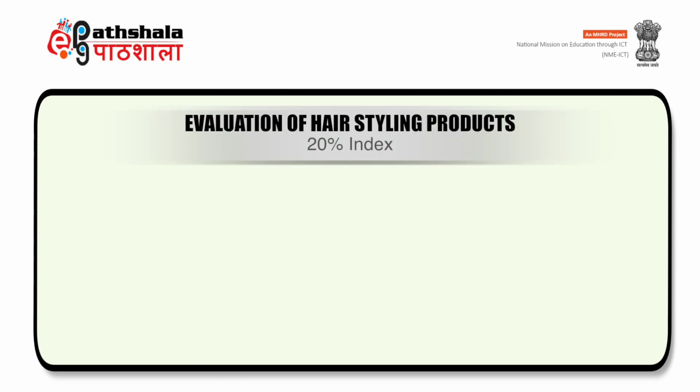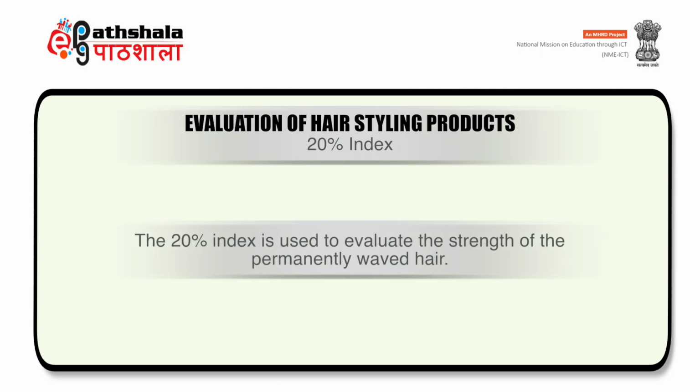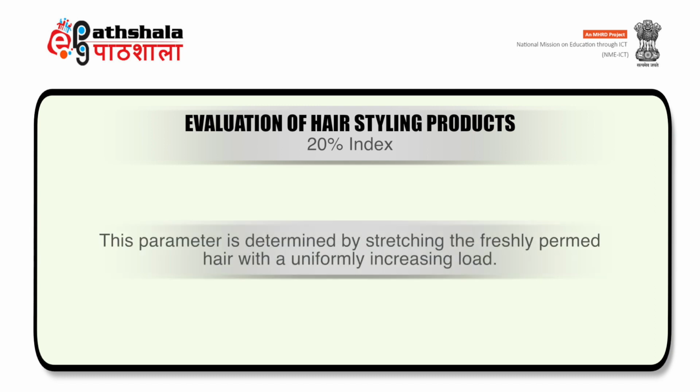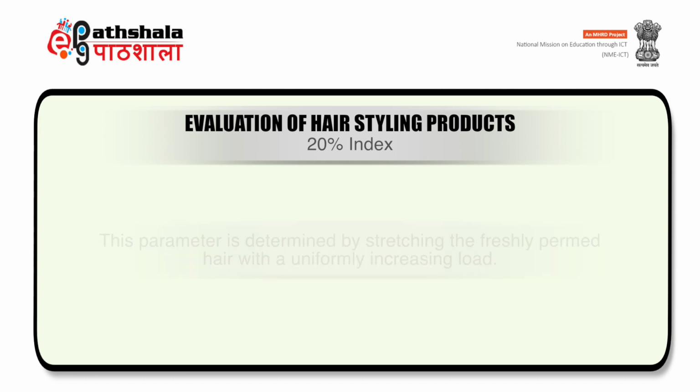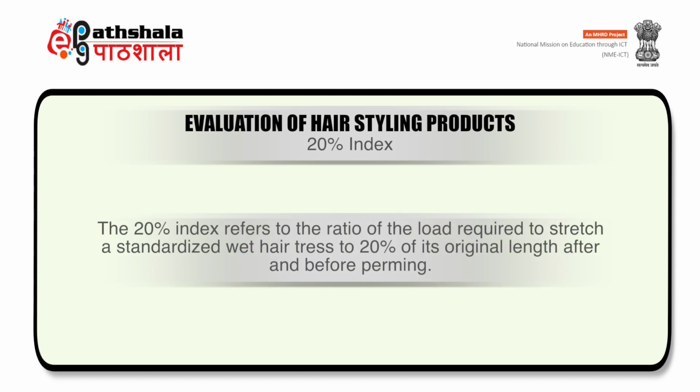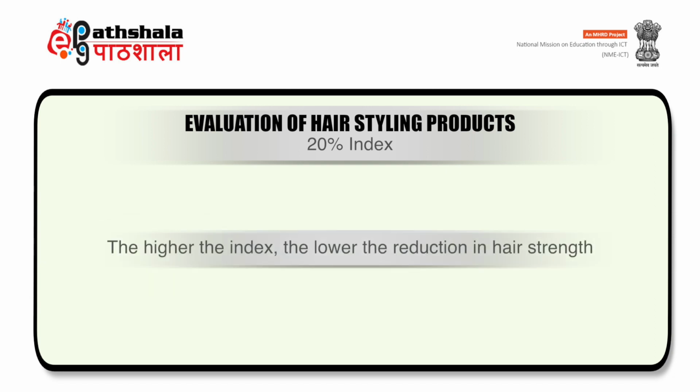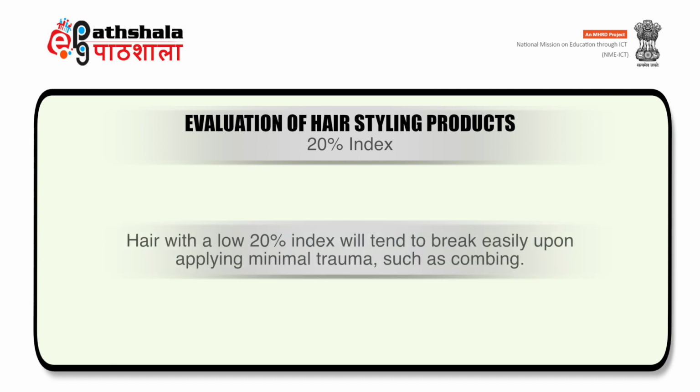Next, 20% index. The 20% index is used to evaluate the strength of the permanently waved hair. This parameter is determined by stretching the freshly permed hair with a uniformly increasing load. The 20% index refers to the ratio of the load required to stretch a standardized wet hair strand to 20% of its original length, after and before perming. The higher the index, the lower the reduction in the hair strength. Hair with a low 20% index will tend to break easily upon applying minimal trauma such as combing.